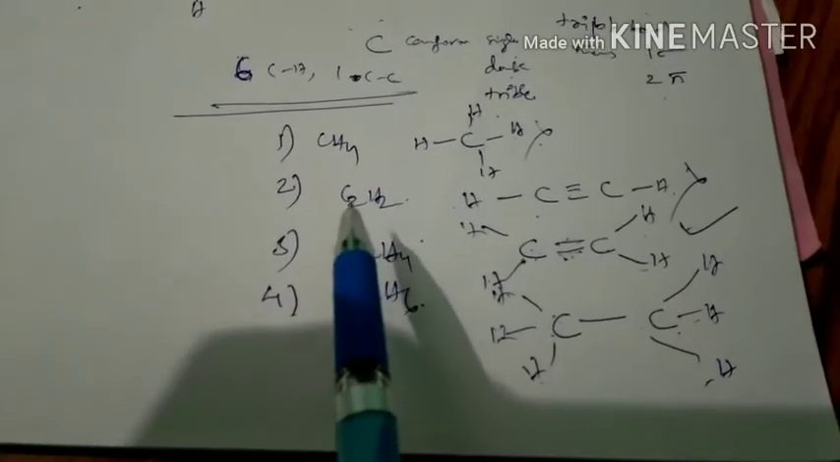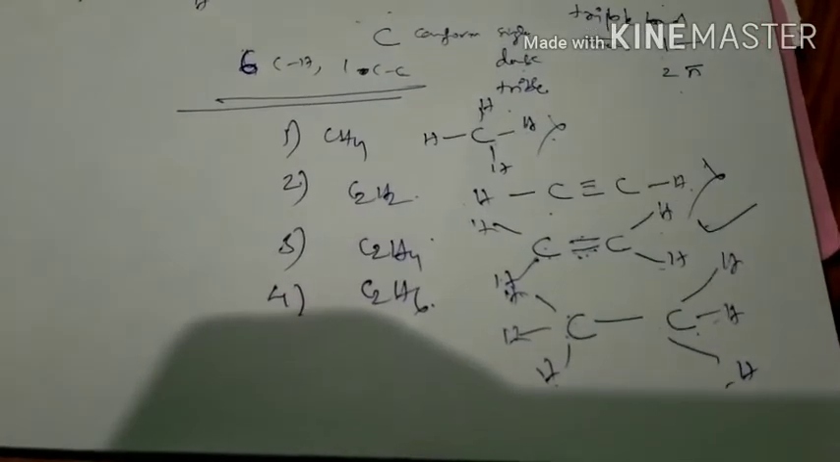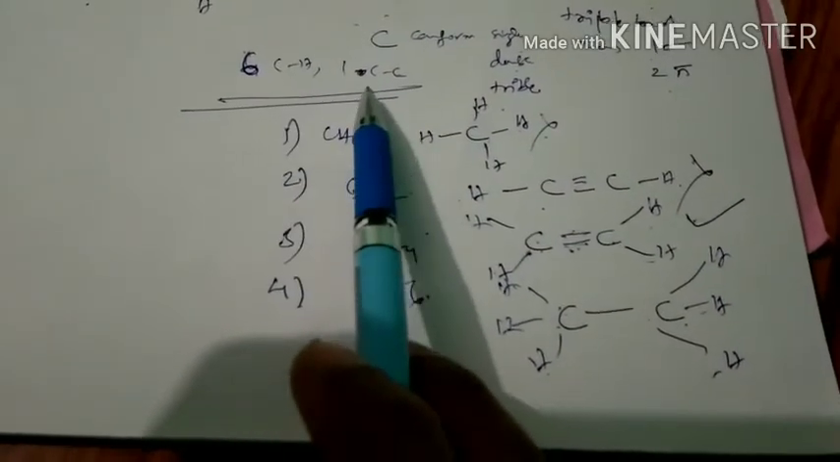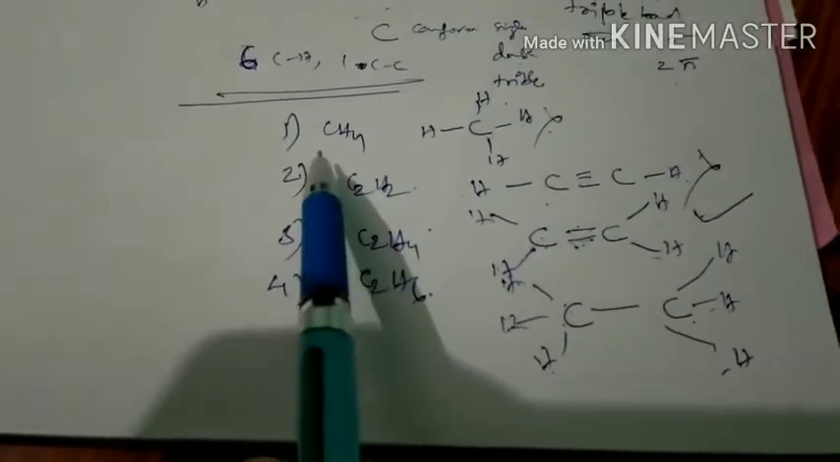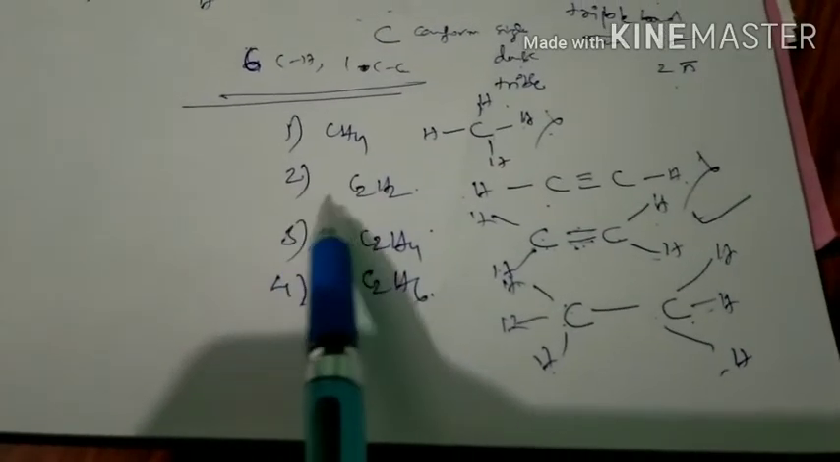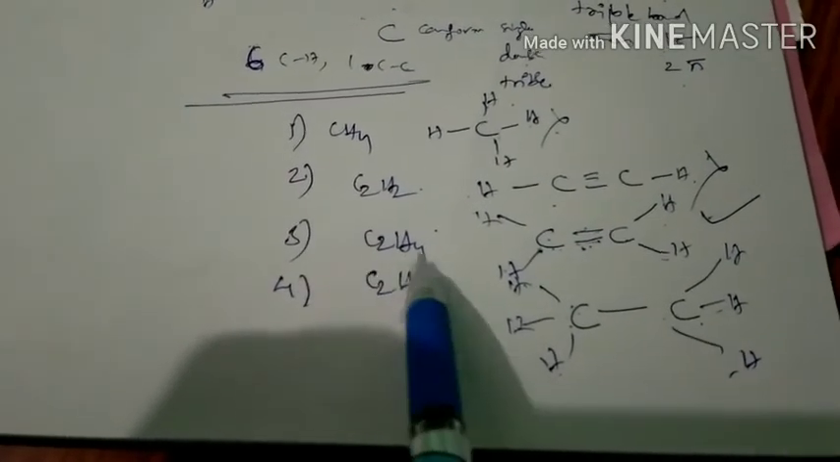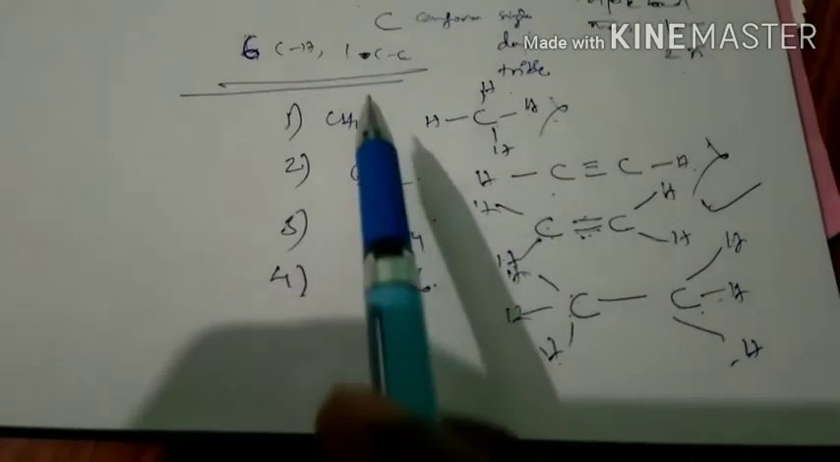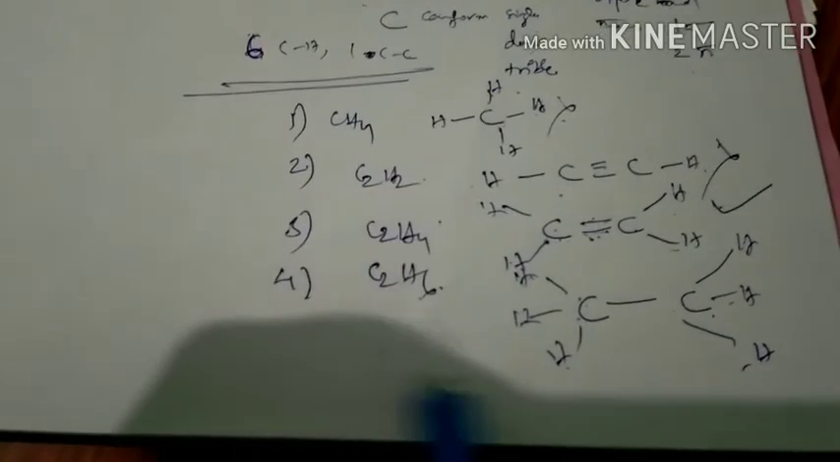There are some more models regarding this at CBSE level. See carefully: which of the following contains 6 CH bonds and 1 CC bond? We may face such types of questions as 1 mark questions. These are the options. First option CH4, second option C2H2, third option C2H4, fourth option C2H6.